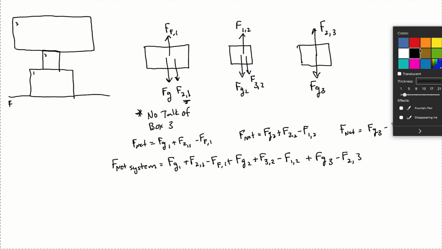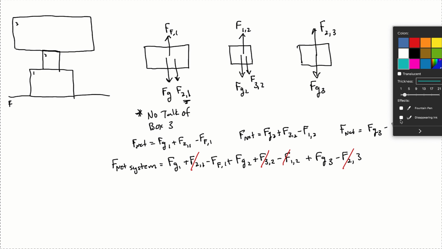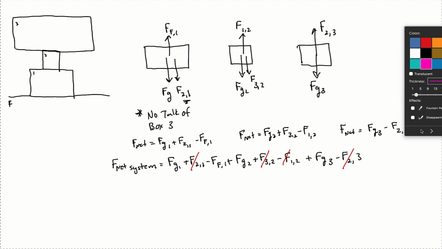Now let's get rid of some action-reaction force pairs and start leveling out some things. This force that 2 puts onto 1 is going to be the same as the force that 1 puts onto 2. Awesome sauce. The force that 3 puts onto 2 is going to be the same as the force that 2 puts onto 3. Awesome sauce. Now we can clean that up a little bit and make it look all nice. Let's go with a nice fluorescent pink.